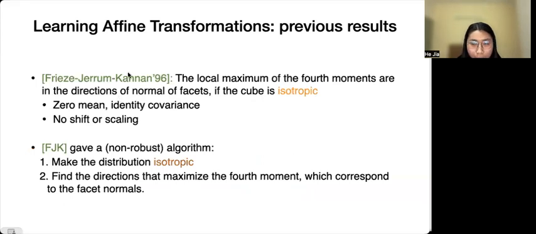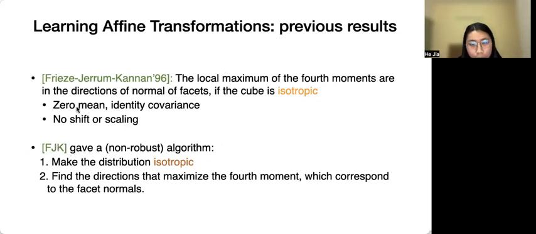Friedman, Jarrett, and Kannan proved that the local maxima of the 4th moment are in the directions of the normals of the facets if the cube is isotropic. Isotropic means that the cube has 0 mean and identity covariance. We can also think of it as having no shift or scaling, because 0 mean means no shift and identity covariance means no scaling. Now the problem is narrowed down to how we find the local maxima of the 4th moment. And that can be easily done.